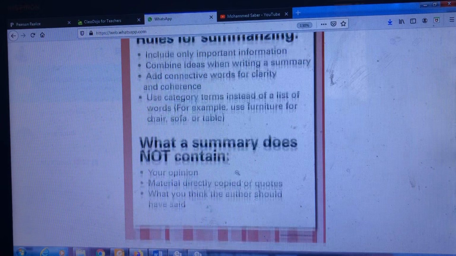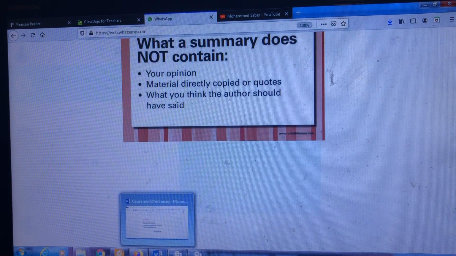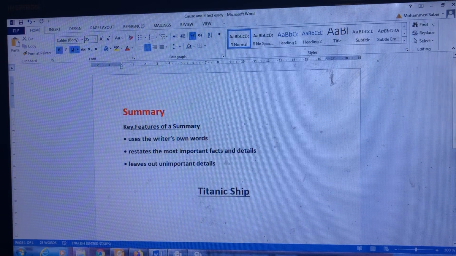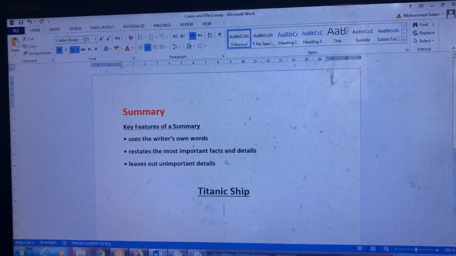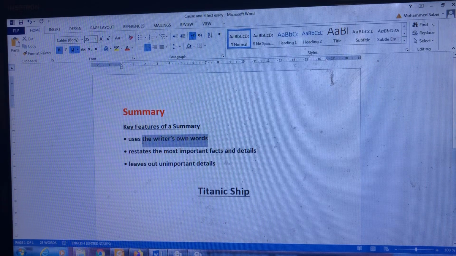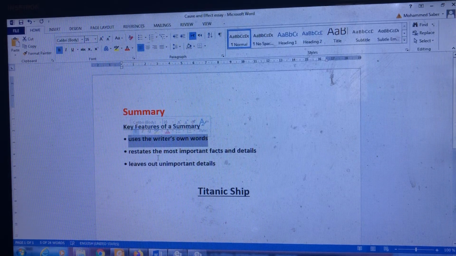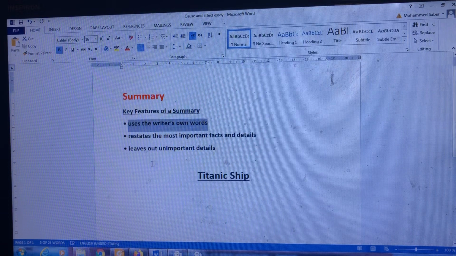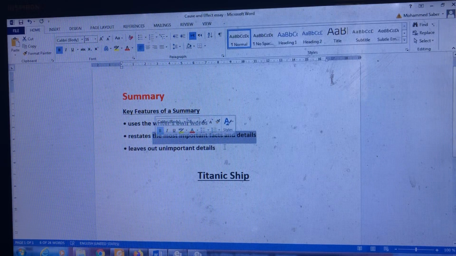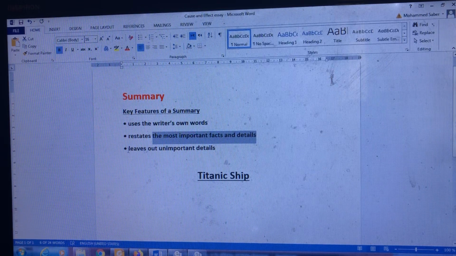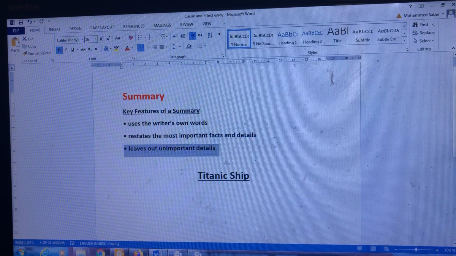Okay, guys? Going back here again, we will go to the key features of a summary. Look, I wrote: uses the writer's own words. It doesn't mean that you write his own words, but his opinion. And restates the most important facts and details. Only the most important facts and details are written in your summary. Leaves out unimportant details. All the unimportant details, leave them aside. We do not need them in our summary.